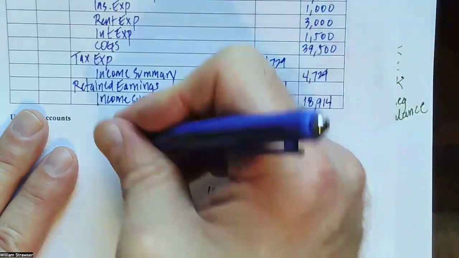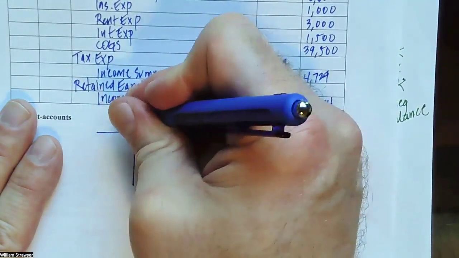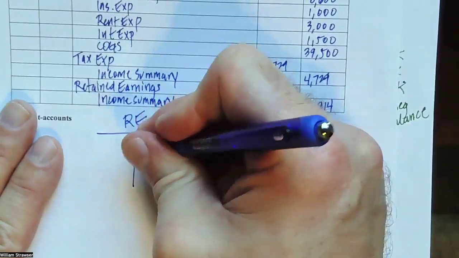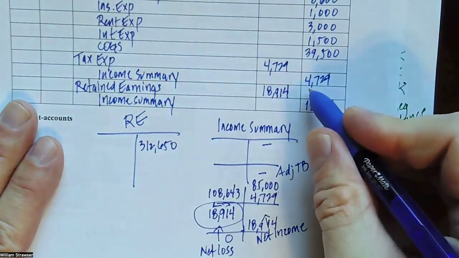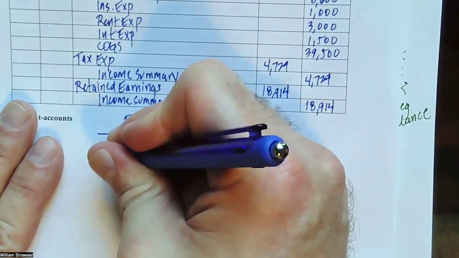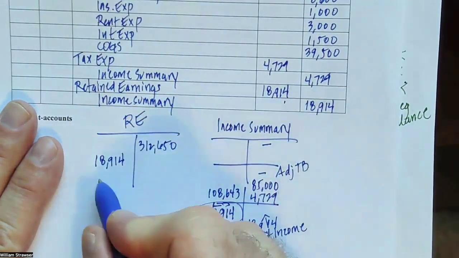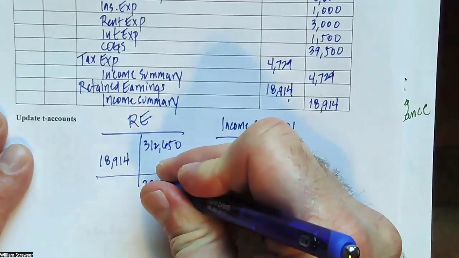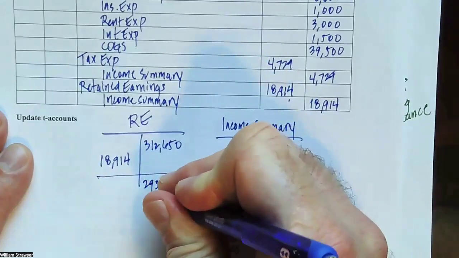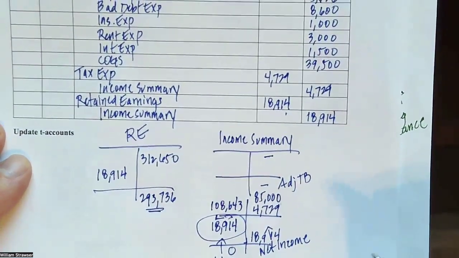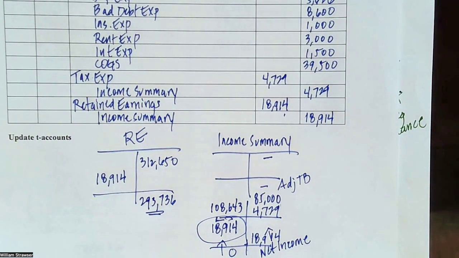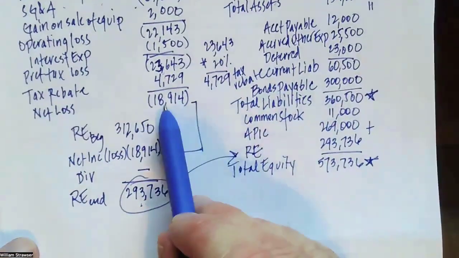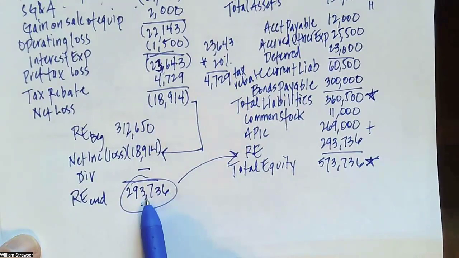My retained earnings account, remember, began at its beginning balance, 312,650. I debited it with 18,914 here in this closing entry, which gives me my new retained earnings ending balance of 293,736. That is my appropriate ending retained earnings. I mean, we already had that because we went through and did the calculations, took net income through retained earnings, found our ending retained earnings, put that on the balance sheet.